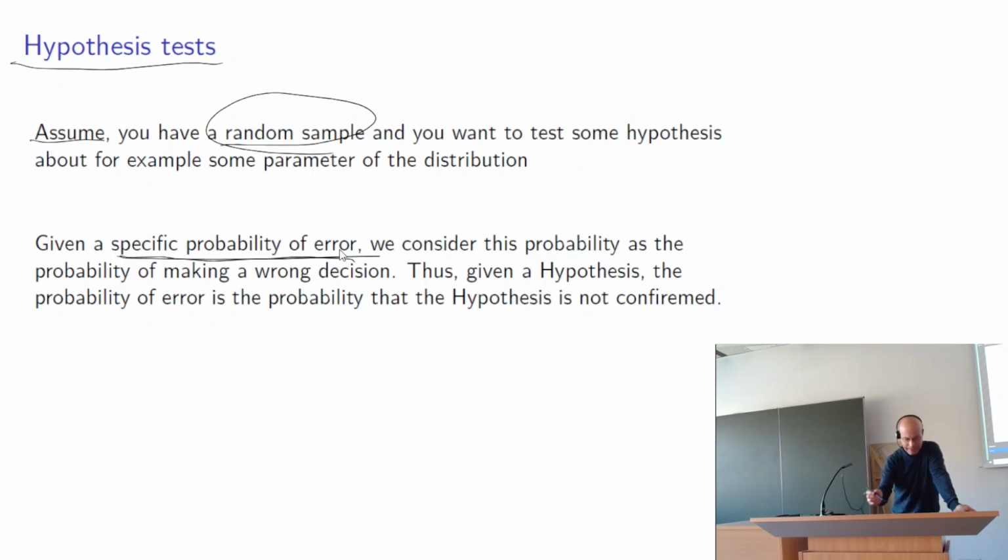So to speak, what we want to do is think about this probability of error, and we want to make the wrong decision only with this probability. And this is the probability that, although our experiment shows everything is okay, since we are in a statistical experiment, it still can be wrong.